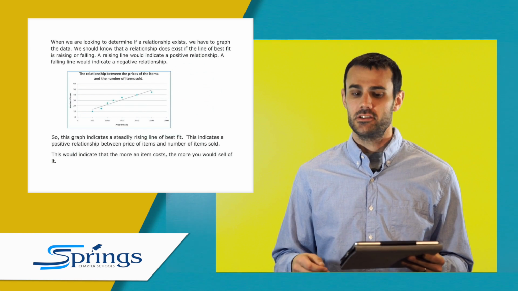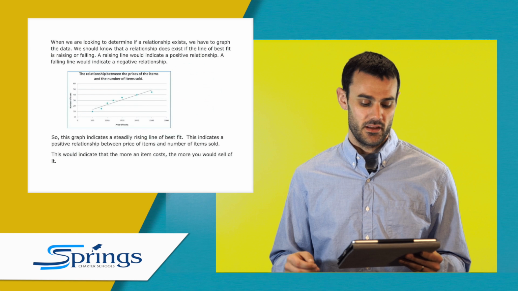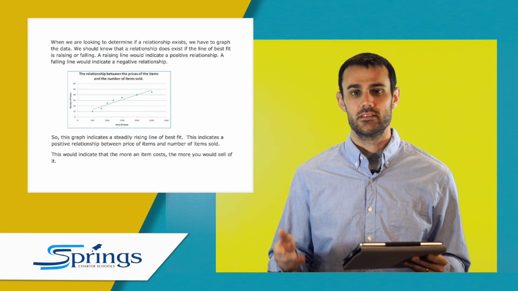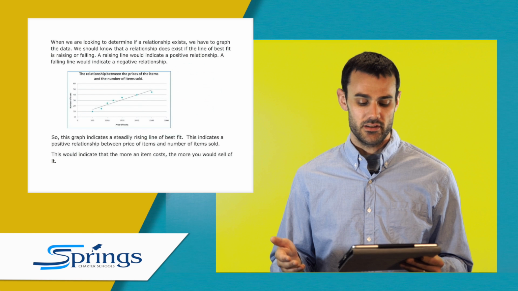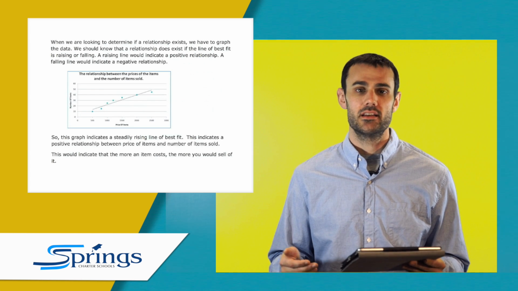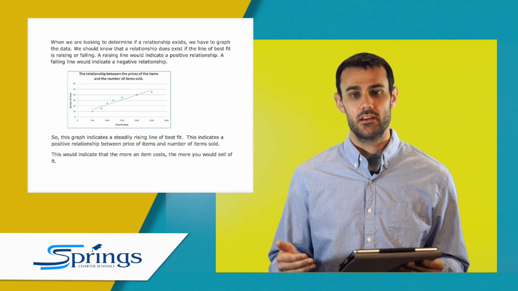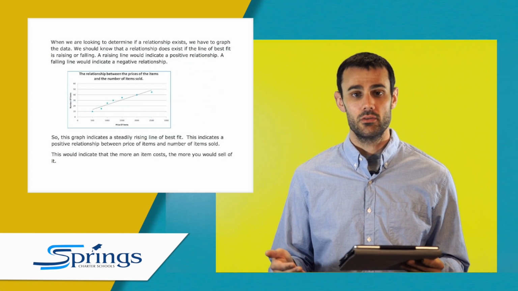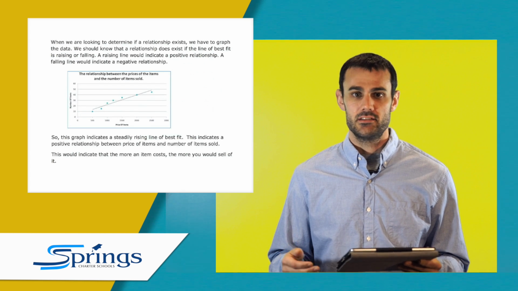We should know that a relationship does exist if the best fit line is falling or rising. A rising line would indicate a positive relationship, which we discussed earlier in our last lesson. Having a positive linear relationship shows that our store is being profitable. And a falling line would indicate a negative relationship. So if you're running a business and you have a negative trend when looking at your data and items sold for a quarter or for the year, we are losing money in our business, and we need to reevaluate how we're doing things.